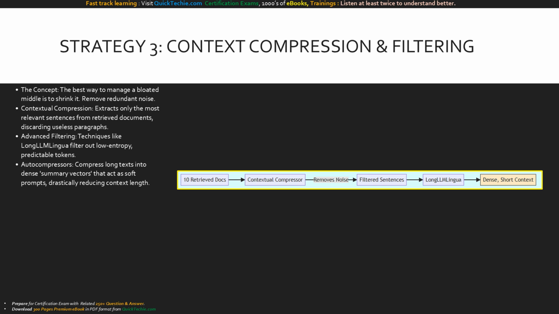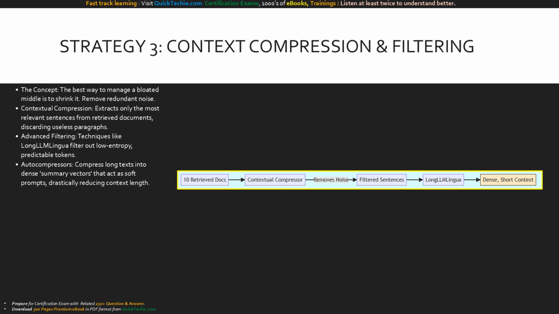Strategy number 3 is context compression. Sometimes the most effective way to handle the middle of the prompt is to simply remove the noise. Techniques like contextual compression extract only the most highly relevant sentences from retrieved documents, actively discarding irrelevant paragraphs. More advanced approaches include LongLLMLingua, which filters low entropy, redundant tokens, or autocompressors, which use summary vectors as soft prompts to compress vast amounts of text into dense representations. By compressing the text, you dramatically shrink the middle, leaving fewer places for facts to hide and sharply increasing the signal-to-noise ratio for the LLM.